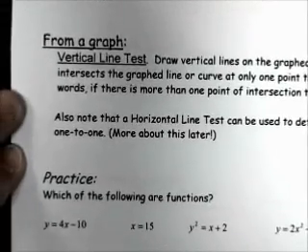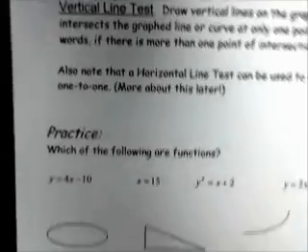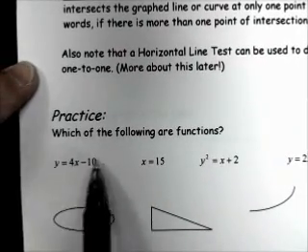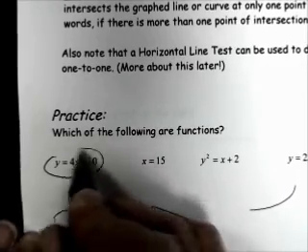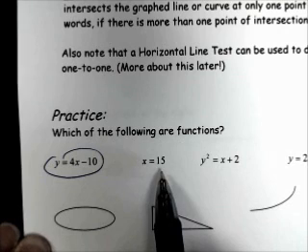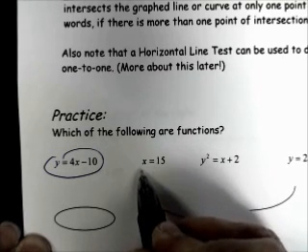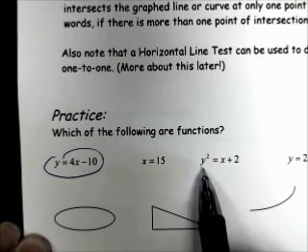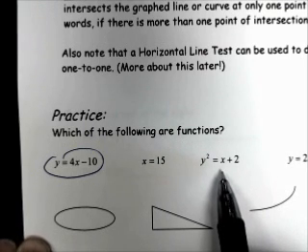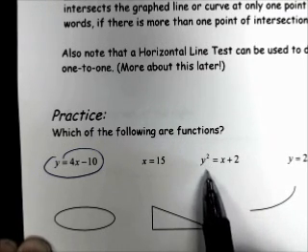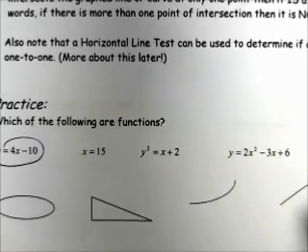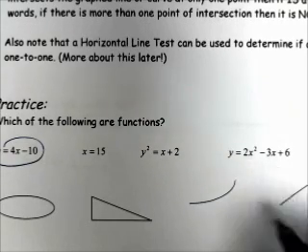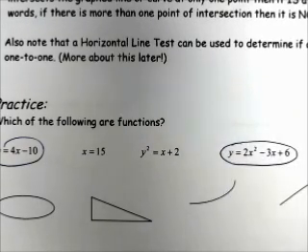Okay, so which of the following are functions? We have an equation where there is a y, and just a y, so this is a function. Just circle it. X equals 15, there's no y there, this is not a function. We have y squared equals x plus 2, because of the y squared, not a function. Y equals 2x squared minus 3x plus 6. There's a y there, it's not squared, so this is a function. Remember, if there's a y and it's not squared, it's a function.